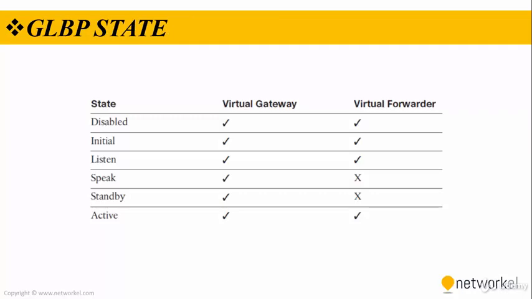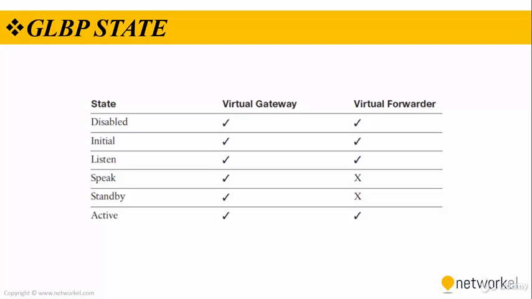And here are the states of GLBP. We have different states for virtual gateway and virtual forwarder. For virtual gateway, disable means there is a part of the GLBP configuration, but the virtual IP is not configured or learned. Initial means virtual IP is configured or learned, but the configuration is not yet complete. The corresponding interface must be operational in layer 3 and should be capable of IP routing.